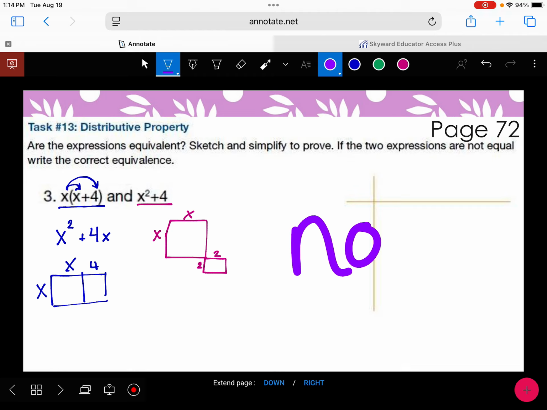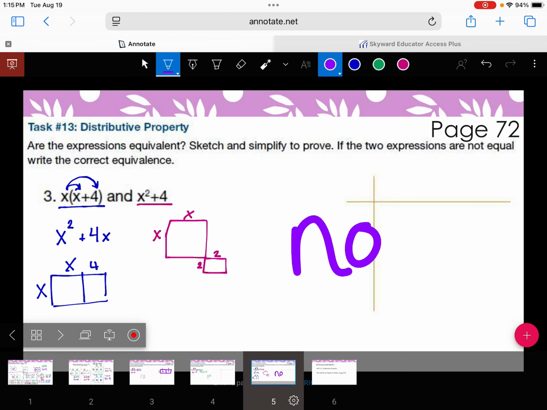What do you guys think about 4? I don't have it up here, but you guys have it on your page. Yeah, equivalent. Even if it has more than one letter, we can still do that. Y times x gives me yx or xy. Totally fine. I can switch them, just like y times 2 gives me 2y. 4 is equivalent. So we had no, yes, no, yes. So make sure we're paying attention for these equivalents, whether they are, whether they aren't, all that jazz. Okay?